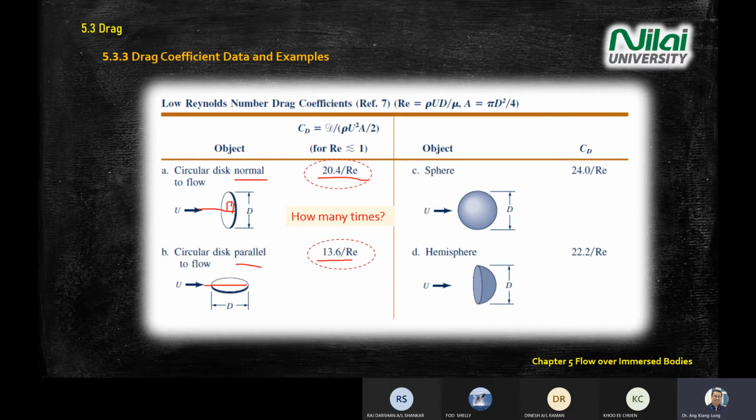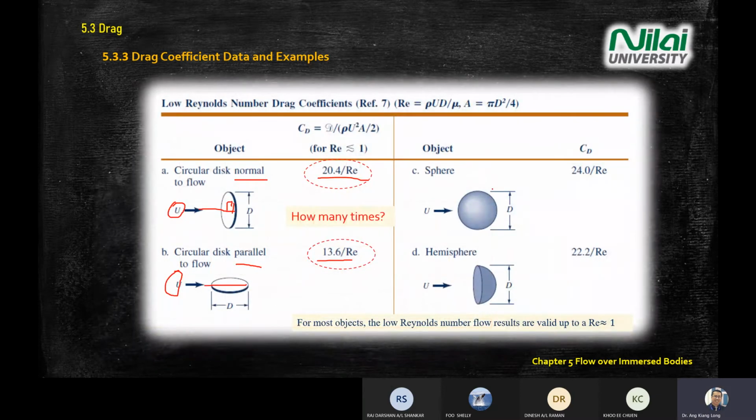So you can make some comparison of what happens to the drag coefficient if you keep the same Reynolds number and the same velocity, but you rotate the orientation of the object. It will affect the drag coefficient. Okay.